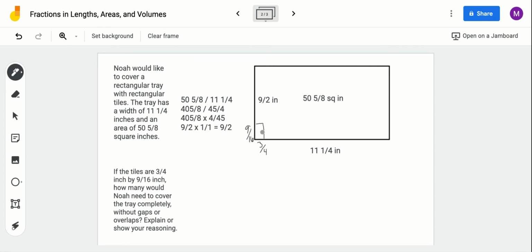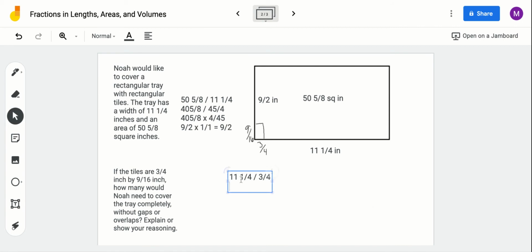All right, these little tiles, and we want to figure out how many go across here, how many go up here. So I'm going to be dividing 11 and 1/4 by 3/4 and 9/2 by 9/16. Let me see if I can get my text tool to work. It is always kind of fussy with me. Okay, so 11 and 1/4 divided by 3/4. So that's this.